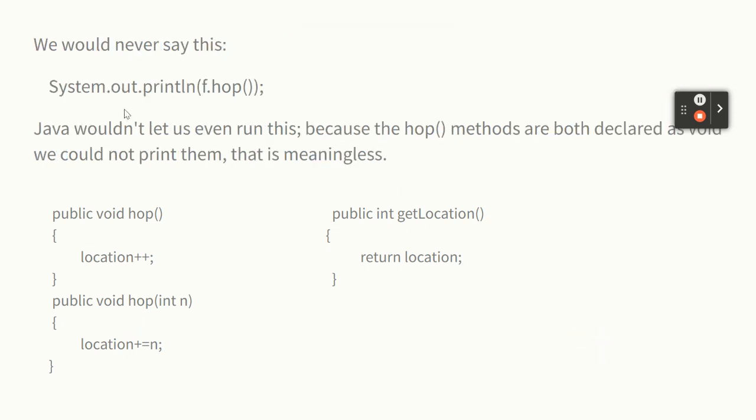So we would never say this, and in fact, Java won't let you. System.out.println f.hop, because hop is void. So Java's going to be like, okay, I'm going to print something, and then it's like, wait a minute, hop is a void method. I can't. It's not giving me anything to print. And then it actually won't even compile. It won't even let you execute that code because all the hops don't return anything, so you're not allowed to print them.